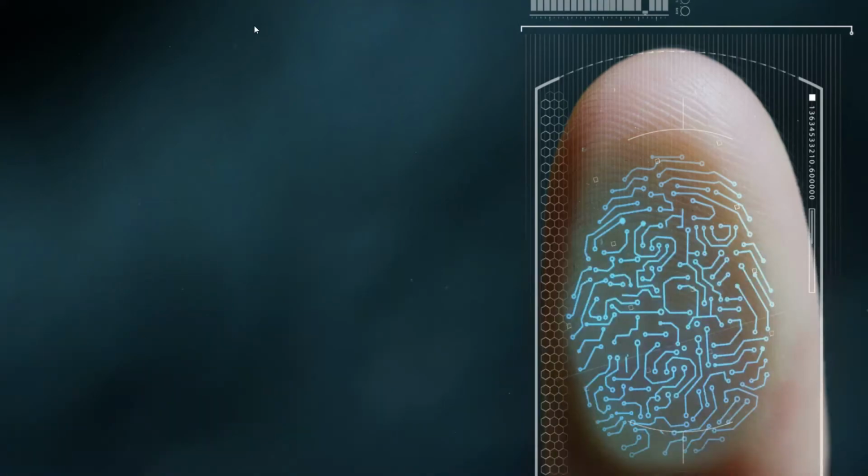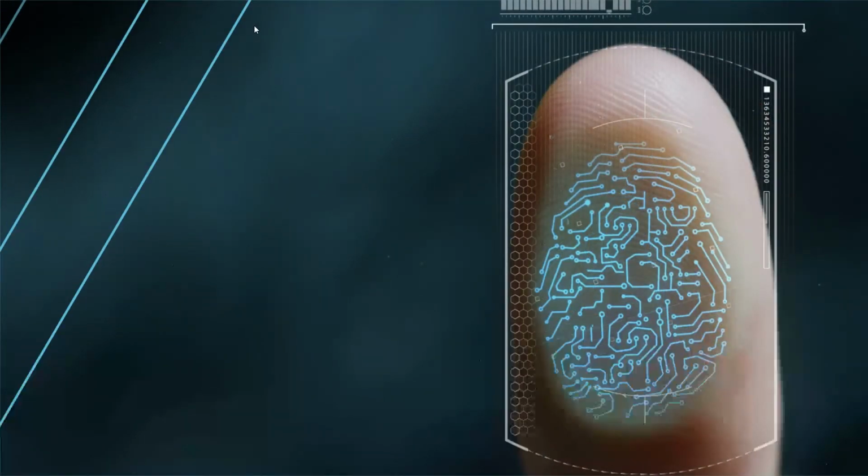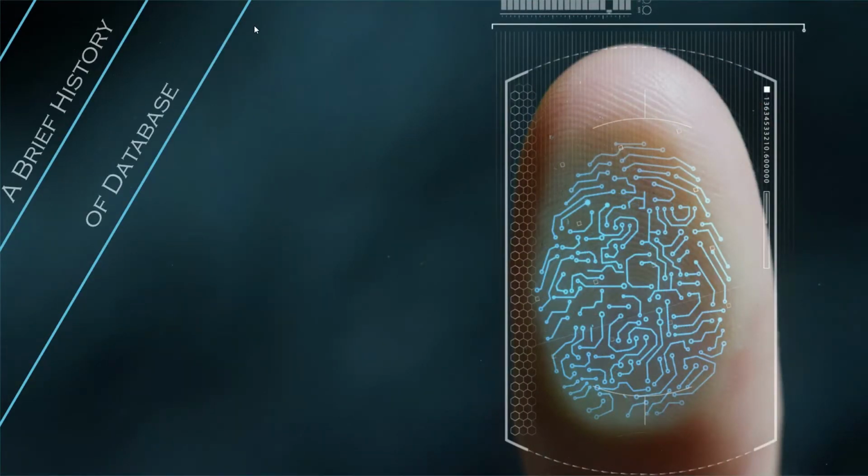Hello, today we're presenting to you everything we know about database management systems. But before we get into what it is and how it works, we have to know a little bit about the history behind it.